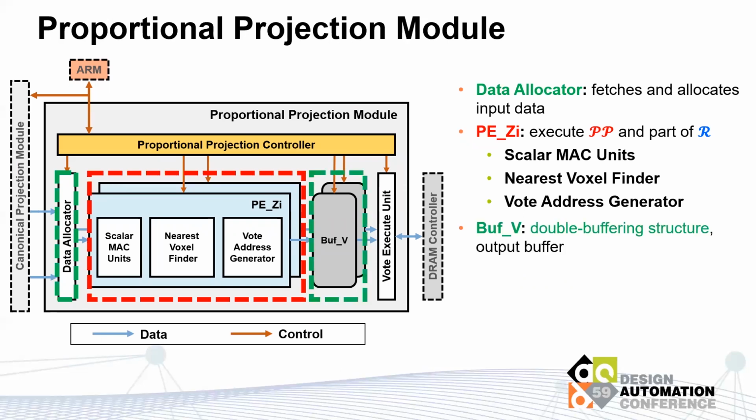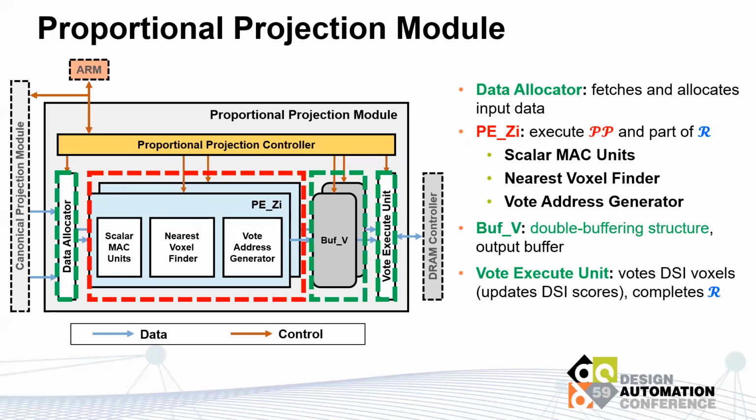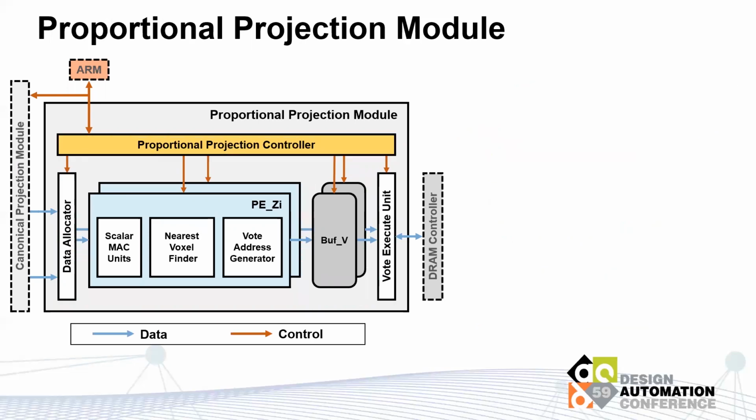The output buffer is also realized by the manner of double buffering, and the voxel execute unit uses the voxel addresses stored in the buffer to update DSI scores in DRAM. The whole module is also controlled by a finite state machine component.